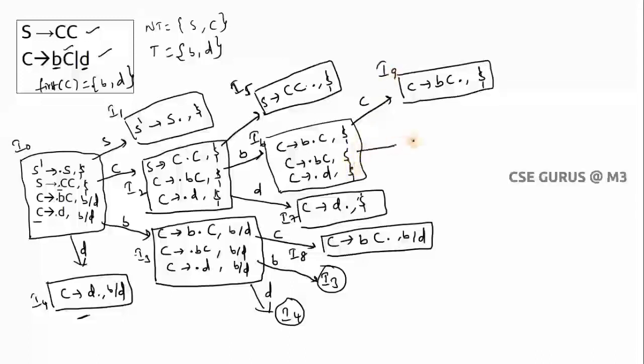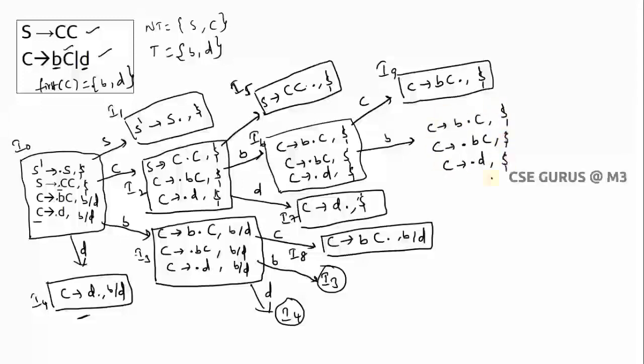The next part you can see. So here C tends to, I have to scan B. So what will it become? C tends to B dot C comma dollar. Now what is there after dot C? Dot C is a non-terminal, so I have to derive C. Now what will be the lookaheads for these two? So you have to check it out. What is there after dot C? No symbol, that's why dollar.